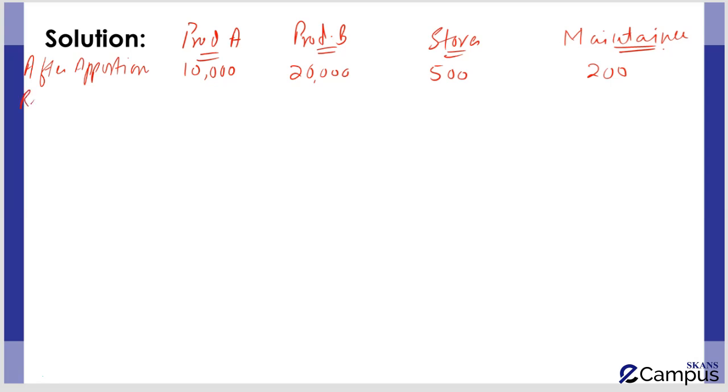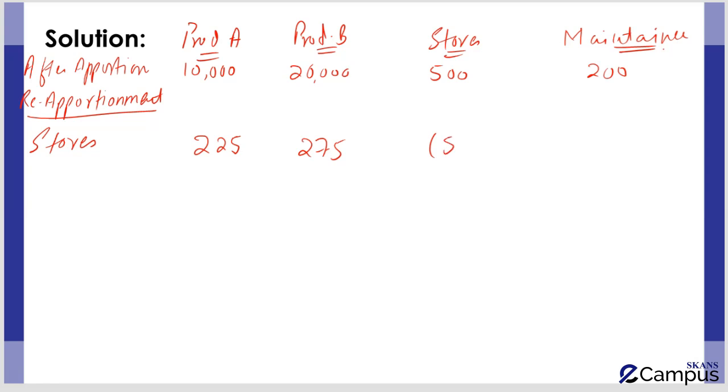So when we make reapportionment, first we go with stores. Stores will share its cost of 500, 45% of 500 to production center A as given in the base information, which is $22.25, and stores will charge 55% to production center B, which is $275. So when we charge 500 to A and B, it will be eliminated from the stores department because we share it between A and B.